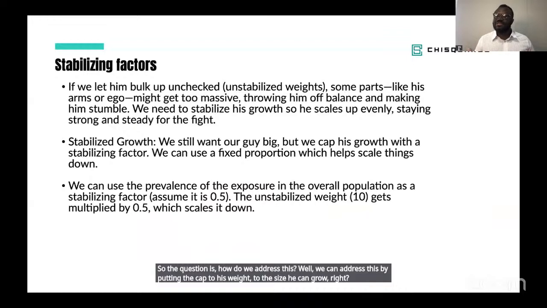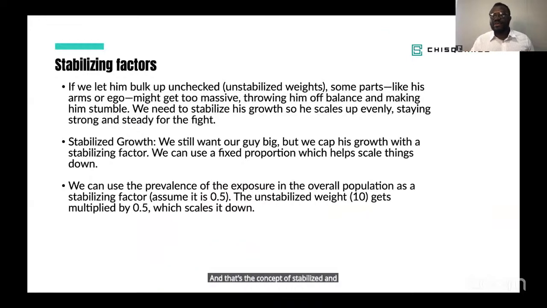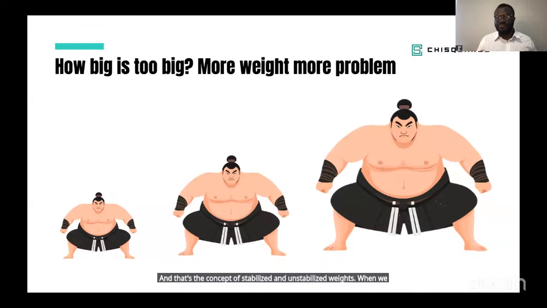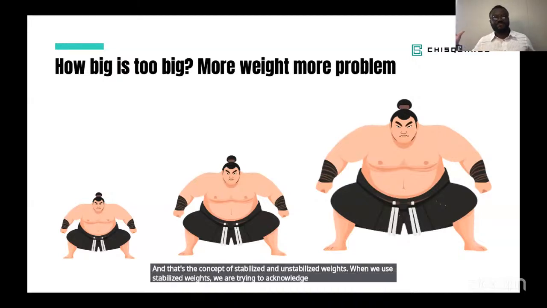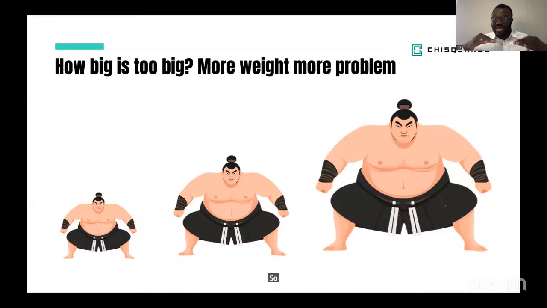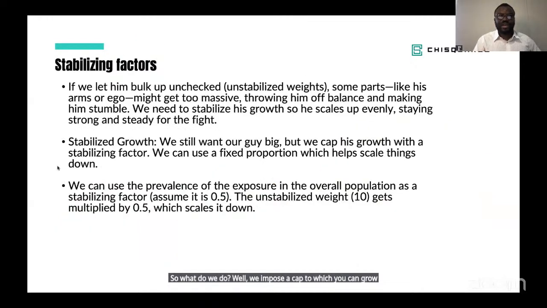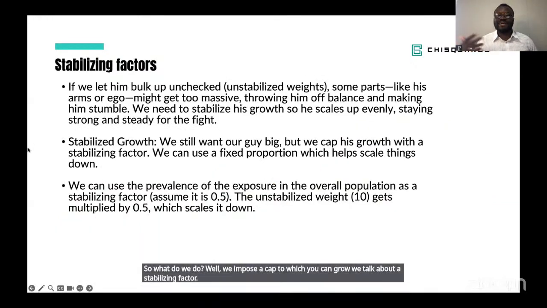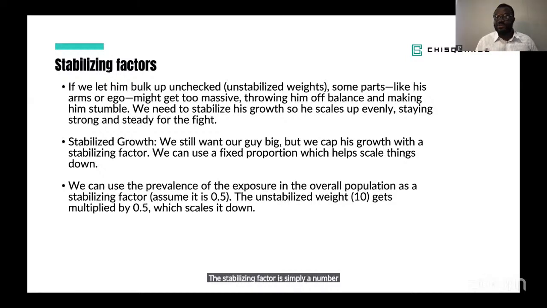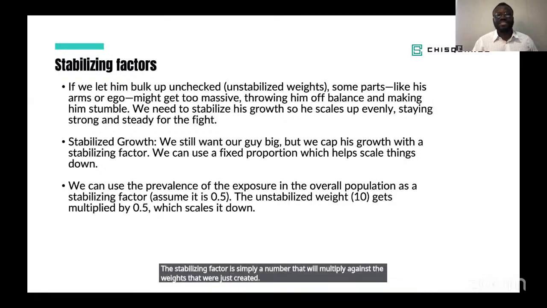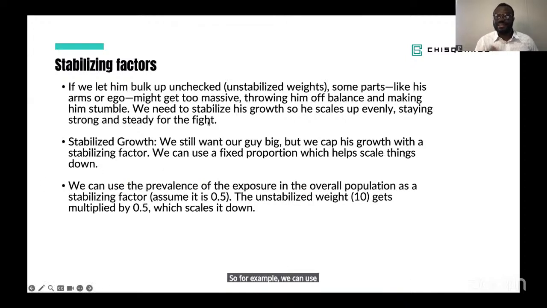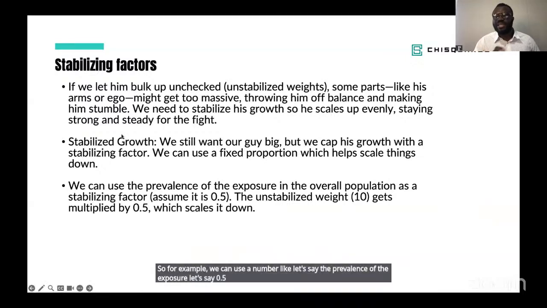And that's the concept of stabilized and unstabilized weights. When we use stabilized weights, we are trying to acknowledge that, well, when you have very massive weights, it's never a good thing because it makes the whole analysis unstable. You start having very wide confidence intervals. So what do we do? Well, we impose a cap to which you can grow. We talk about a stabilizing factor. The stabilizing factor is simply a number that will multiply against the weights that we just created. So for example, we can use a number like, let's say, the prevalence of the exposure, let's say 0.5. So that means that the weight will always be multiplied by 0.5 so that it becomes smaller.